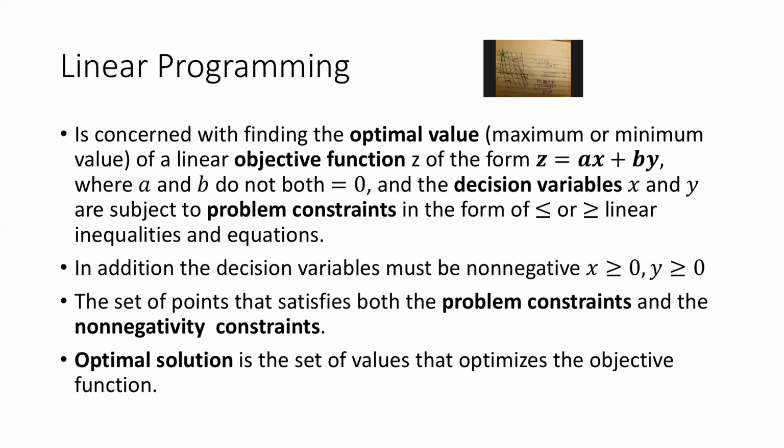Now, you also have to have your non-negativity constraints in there because you're not going to have negative variables. In other words, you're not going to produce negative boats, negative quantities of any good, right? You're not going to produce negative calculators or negative Xboxes or negative gallons of milk. It's always going to be positive units, okay? The optimal solution is basically the values or set of values that optimize the objective function.